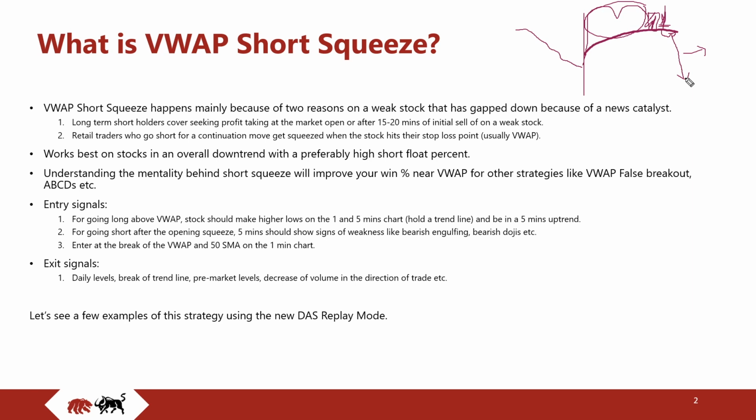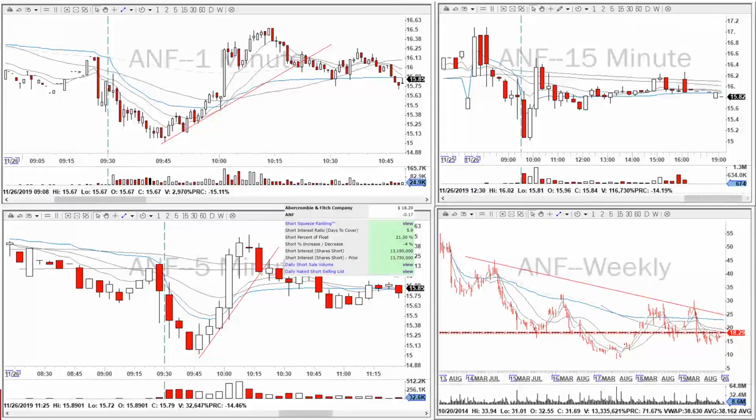What are the exit signals? You can exit at the daily levels, break of the trend line, pre-market levels, decrease of volume in the direction of the trade, etc. Now let's see a few examples of this strategy using the new DAS replay mode. The first example is of ANF. We will also see a live video showing this trade.